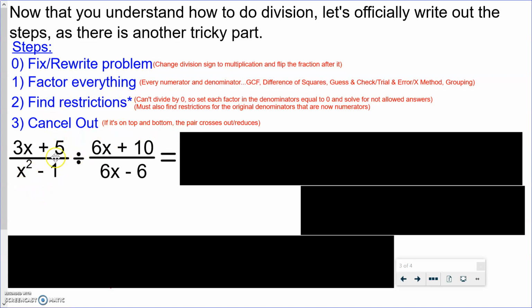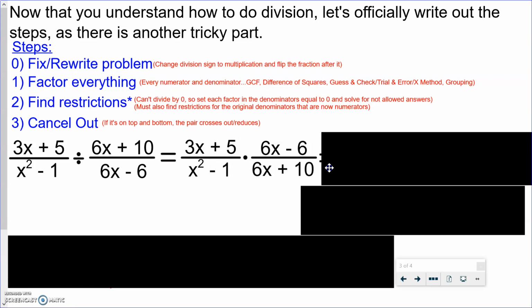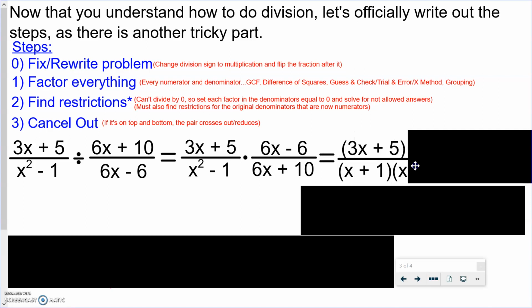So for this problem, 3x plus 5 over x squared minus 1 divided by 6x plus 10 over 6x minus 6. First, change it to multiplication. So I change the sign and flip the fraction after the sign. From there, I'm going to factor. The first one has no GCF. It's linear, so it stays the same.